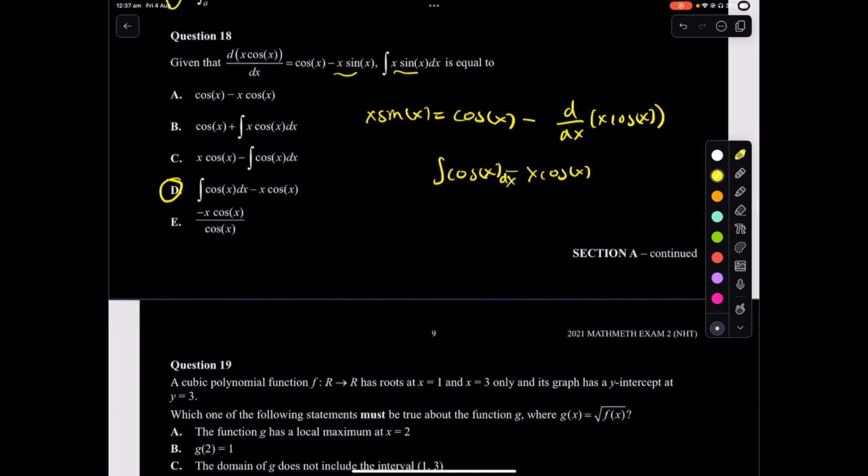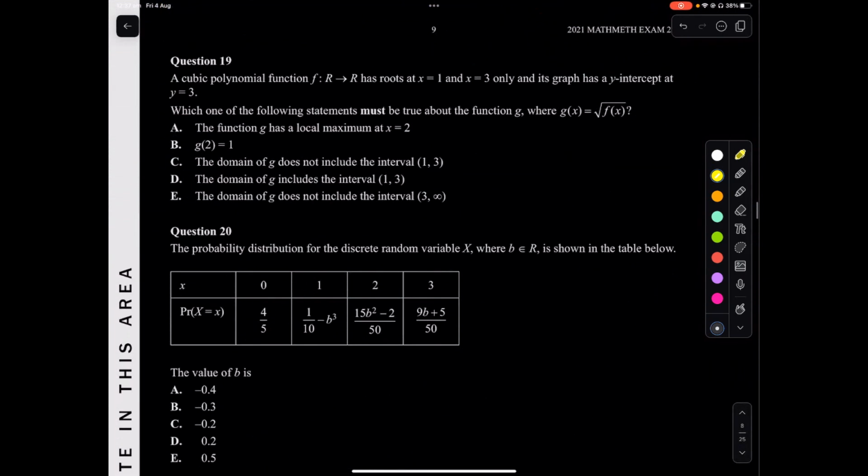There, right? Okay. Yep. A cubic polynomial function has roots at x equals 1 and x equals 3 only. But it's a cubic, so it has to have a repeated root at one of those places. And its graph has a y-intercept at this. Which of the following statements must be true about the function g, where g is the square root of this? Okay, I'll be honest, to do this question I'm going to do the easiest way.